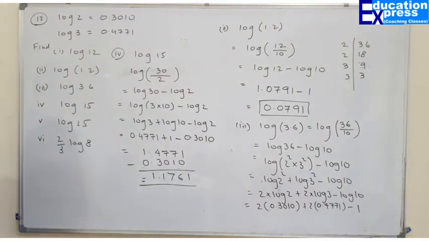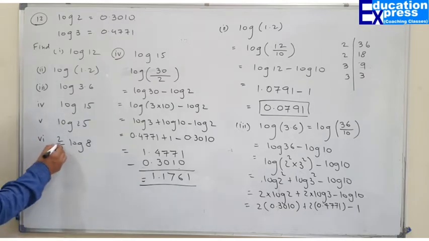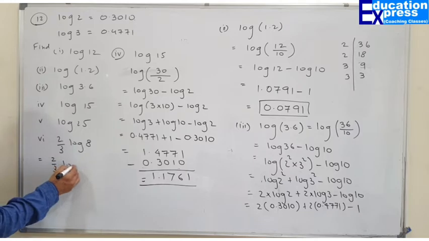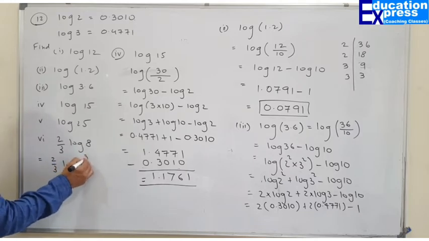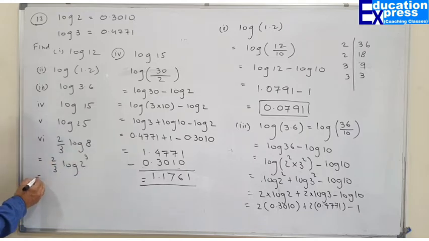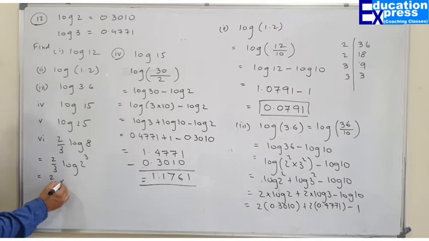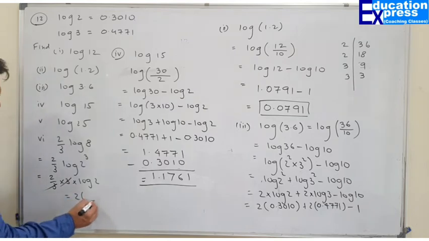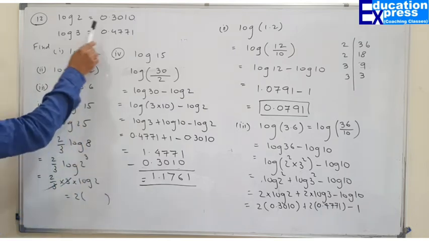Very, very simple part. See the last part, they have given 2 upon 3 log 8. We all know log 8 can be written as log 2 cube. 3 will come on this side: 2 upon 3 into 3 into log 2. 3 cancels, so we are left with 2 log 2. What is the value of log 2?